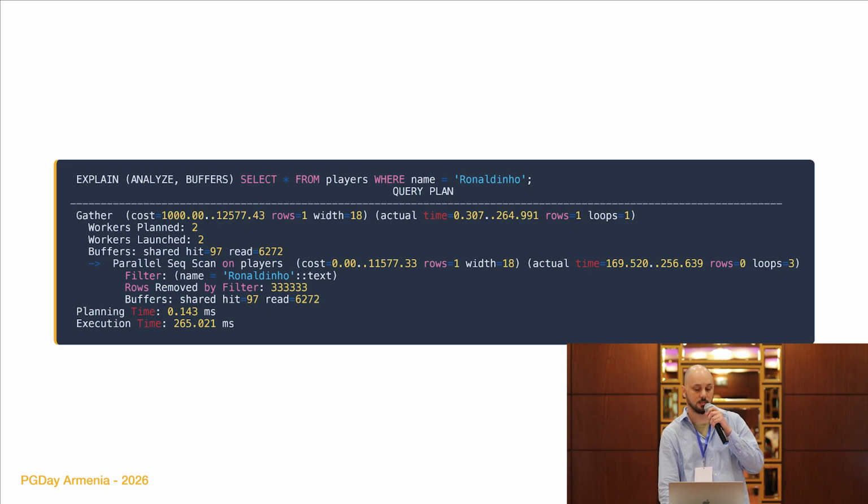So here we read a bit more than 6,300 pages, some from disk and some from cache. And we had to scan the full table. We did a sequential scan. It's a parallel sequential scan, but still a sequential scan. And we checked every row of the table for the player we're looking for. And we can see here that we filtered 1 million rows. It's written 3 million here, but we actually have 3 loops. And we had to read everything just to find one player.